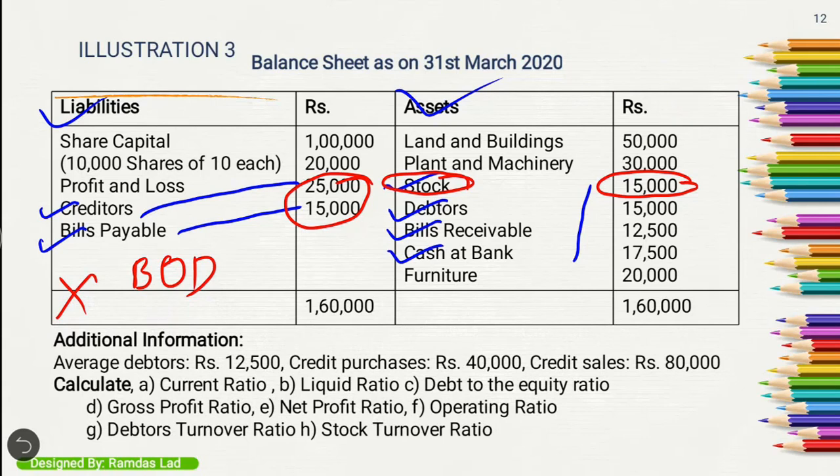Okay, additional information is given here. Average debtors, credit purchase, and credit sales are given, and here we have to calculate the balance sheet ratios, the revenue statement ratios, and lastly the debtors turnover ratio and stock turnover ratio.